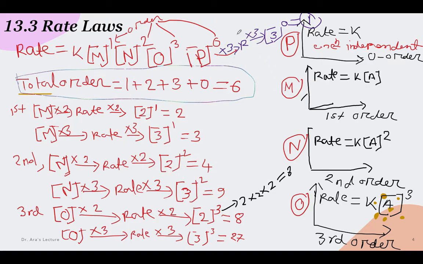And if we look here at the zero order reaction, we know that in the case of a zero order reaction, the rate equals k and is independent of concentration. So whatever concentration we increase, it will not affect the overall rate or order of reaction.